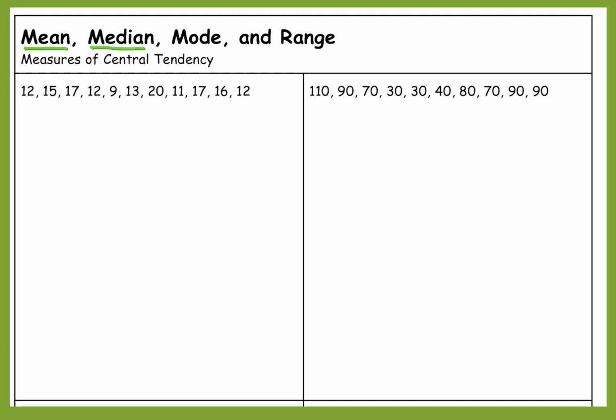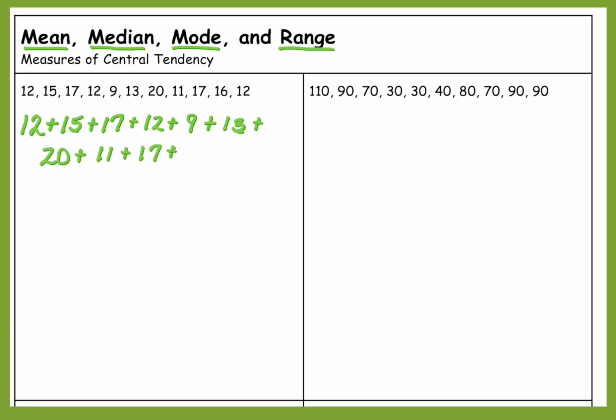Mean, median, mode, and range. Let's break down the values of these two data sets to find the mean, median, mode, and range. The first thing we do to find the mean is to add up all the numbers. So here we have 12 plus 15 plus 17 plus 12 plus 9 plus 13 plus 20 plus 11 plus 17 plus 16 plus 12. That gives us a total value of 154.